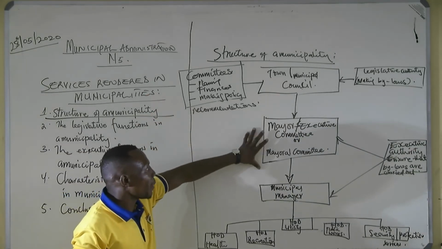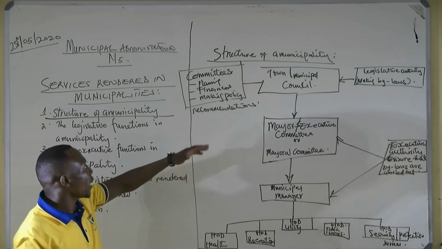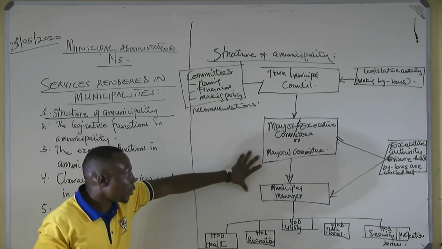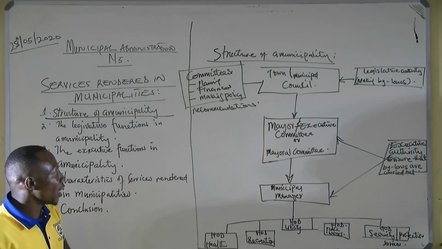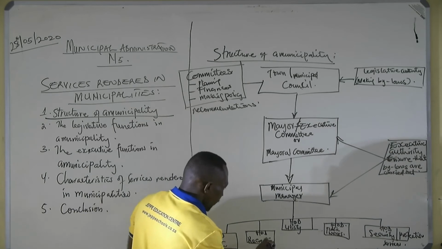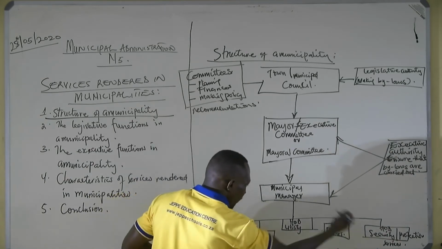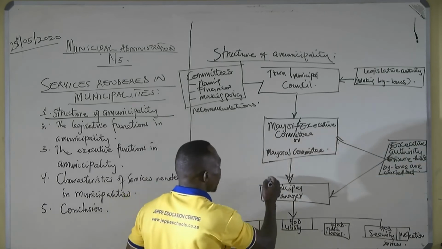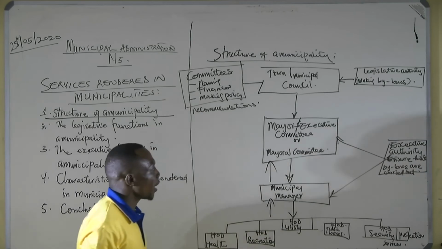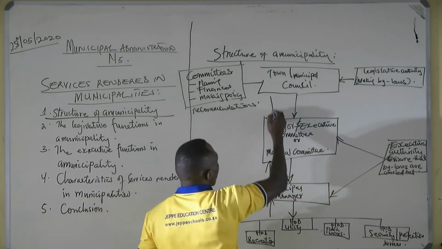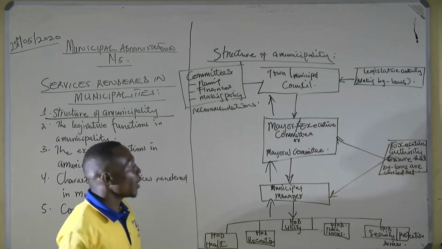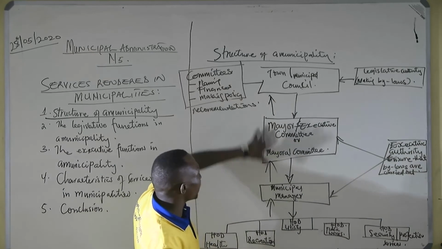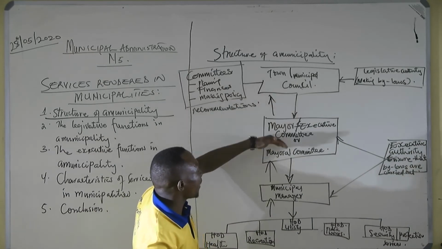Now, we have known, and we can now come up with a summarized structure of how the municipality should look by considering what you see on the board here. Now, you remember these heads of departments are directly answerable to the municipal manager, and the municipal manager is directly answerable to the mayoral committee, and the mayoral committee is directly answerable to the municipal council, like that.